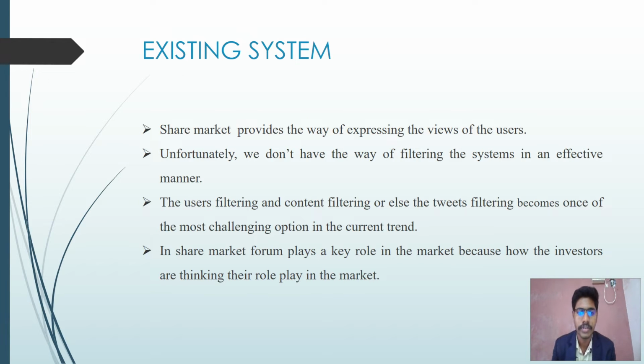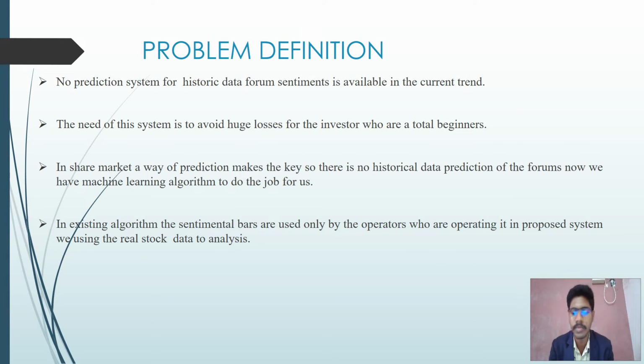So we are choosing the problems. What are the problems in the share markets? There are no prediction systems of historic data available in current trends. So beginners face huge losses. So we can avoid the huge losses for the investors. In share market prediction, the key gap is no historical data prediction, and forums have the machine learning algorithm. So we introduce that type of algorithm here.